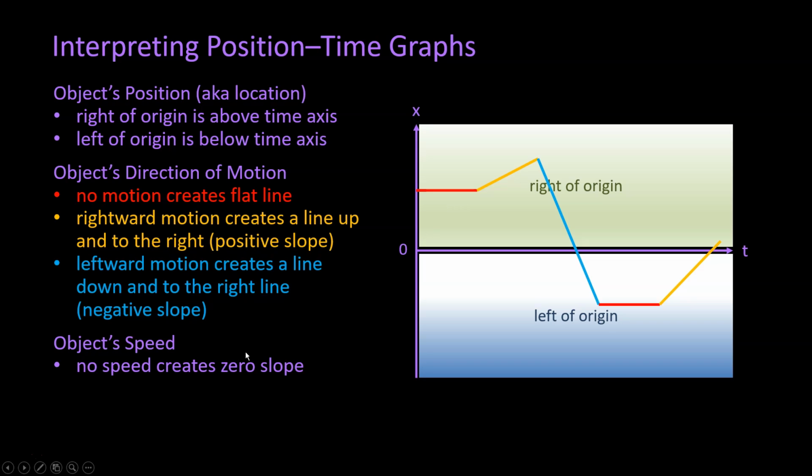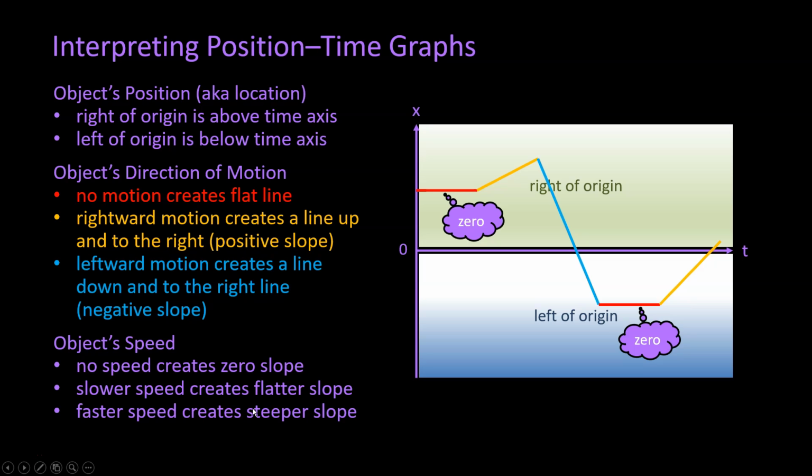We can sum this up. No speed or being at rest creates a 0 slope, as we see here with the two red sections. Slower speeds create a flatter slope, and faster speeds create a steeper slope. Let's use that information to rank the speed of the remaining 3 sections.